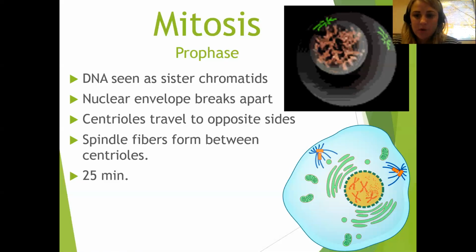So that is prophase. So what do we see? We can see the nucleus starting to dissolve. We see chromosomes now, so we know that that DNA is condensed. We're also seeing the presence of centrioles. So you can see the centriole, and then also spindle fibers are starting to form.